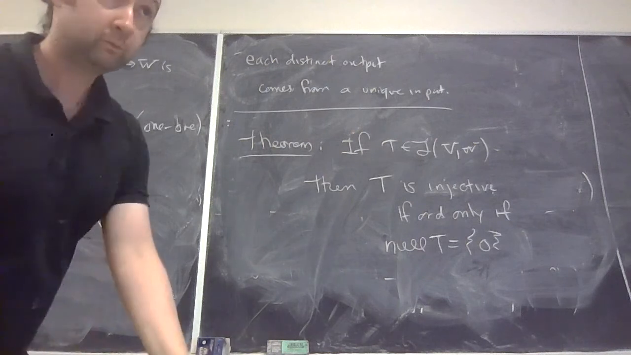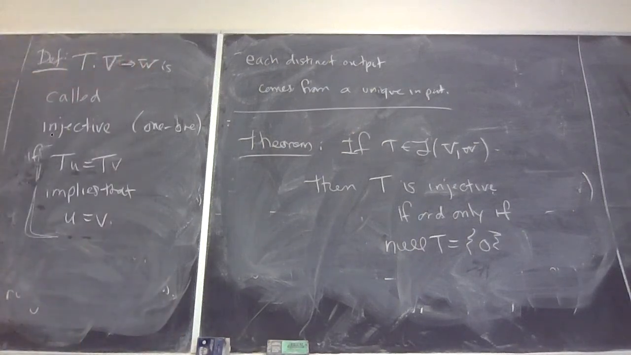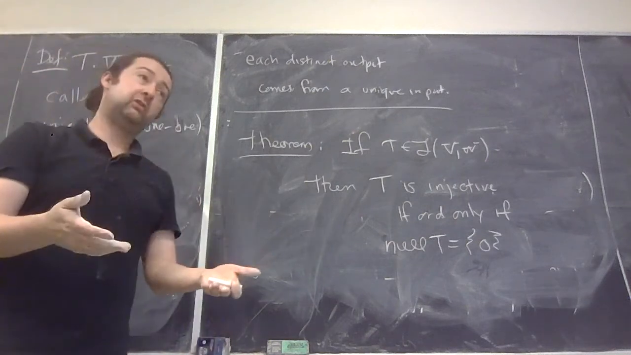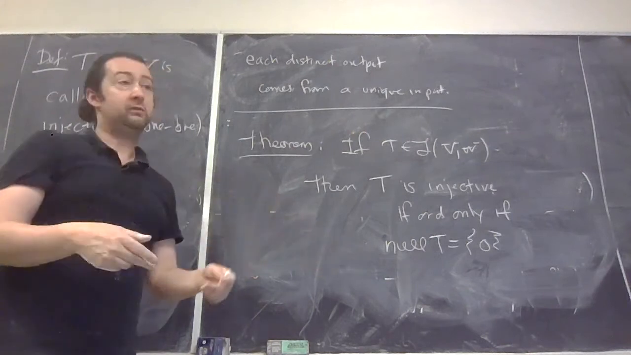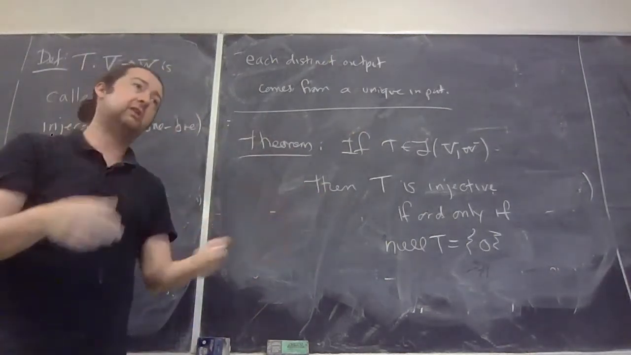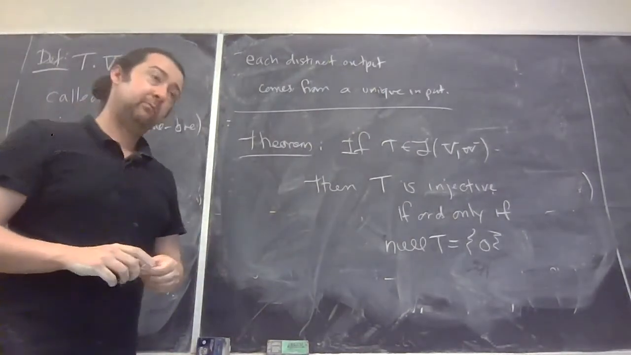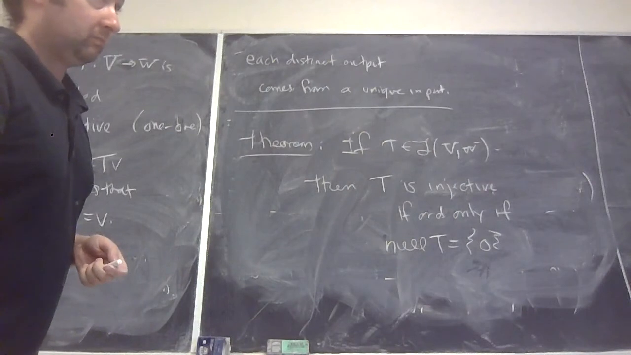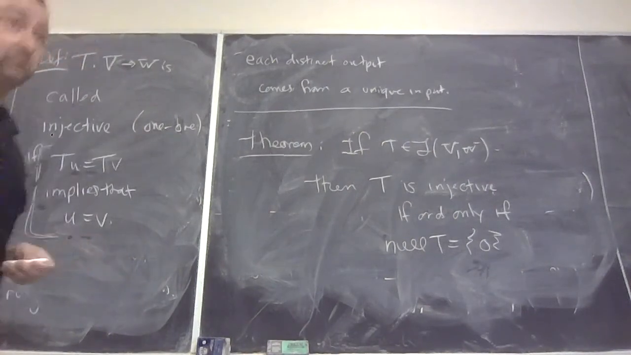And the output is like the range. Yeah, we haven't defined range yet, but yes, the outputs are the range. So the range of a function is going to turn out to be all the possible outputs. You feed in all the u's, whatever the T of u's are. That whole set is the range of the function.